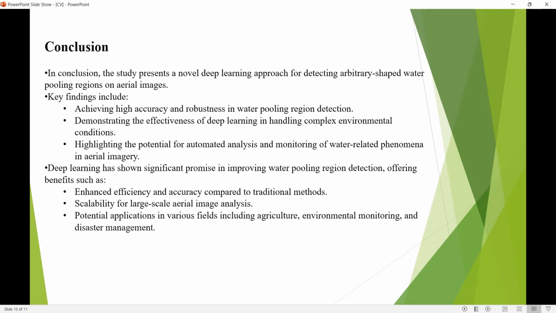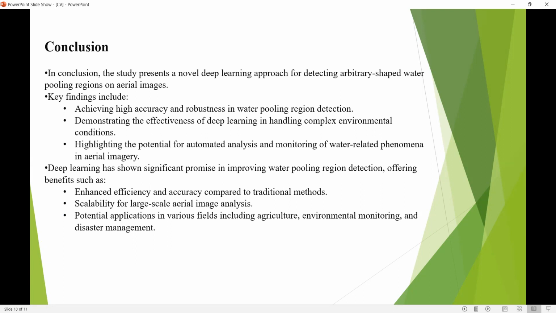In conclusion, the study presents a novel deep learning approach for detecting arbitrary-shaped water pooling regions in aerial images. Key findings: we achieved high accuracy and robustness in water pooling region detection, demonstrating the effectiveness of deep learning in handling complex environmental conditions and highlighting the potential for automated analysis and monitoring of water-related phenomena in aerial imagery.